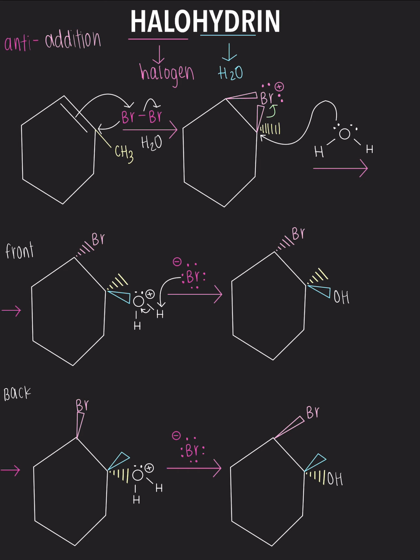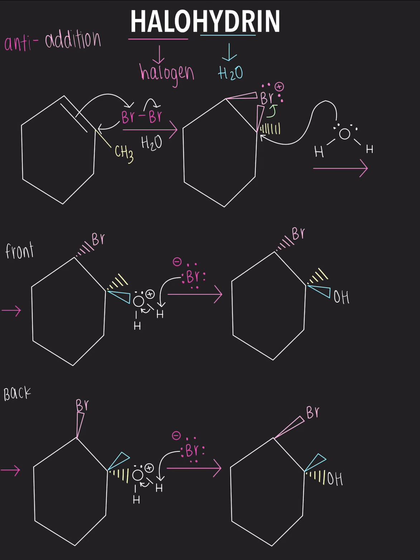But what happens if the OH didn't attack from the front and it attacked from the back? Now let's draw that. So now I'm going to draw the OH going to be in, the water going to be in dash. Again, it's going to have a positive charge. Bromine is going to attack the hydrogen, and then those electrons are going to go to the oxygen. And then you're going to form your other enantiomer. Again, the bromine is going to be in bold, and the OH is going to be in dash.